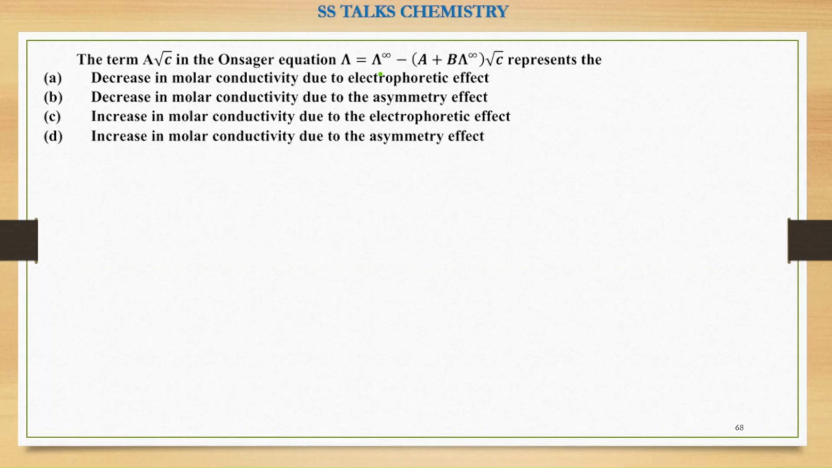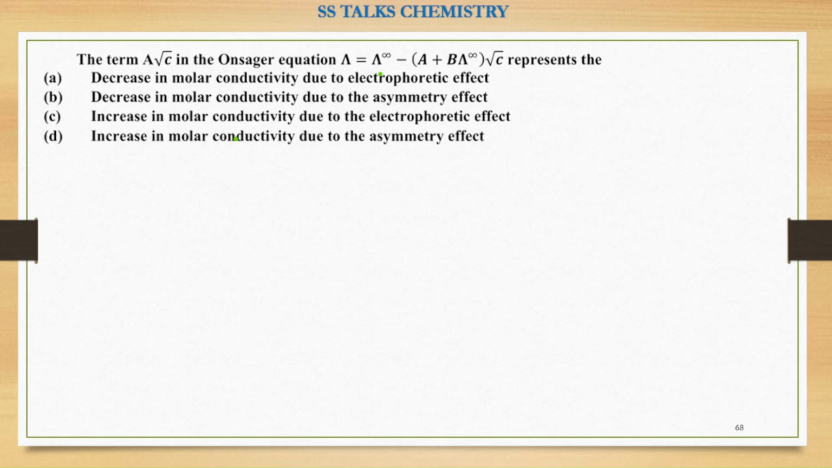So the decrease in the conductance from the infinite dilution is because of two reasons. One is the asymmetric effect and the other is the electrophoretic effect. The asymmetric effect arises because of the solvent ions which are surrounding a particular ion, and when you apply the electric field, the ions move towards one of the electrodes, whereas the solvent molecules move in the opposite direction, right? And the electrophoretic effect is because of the opposite ions which are surrounding it.